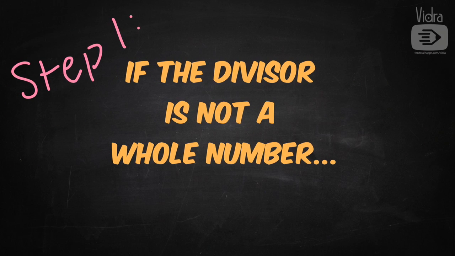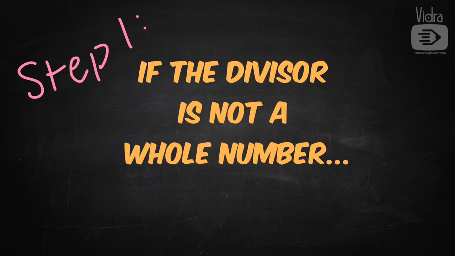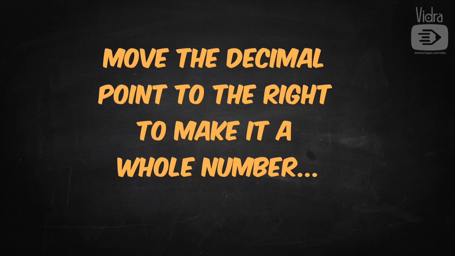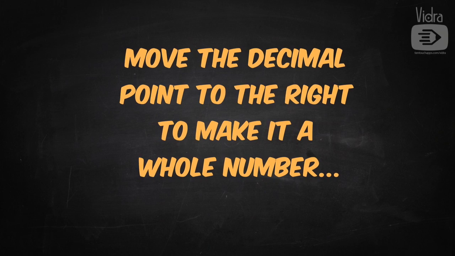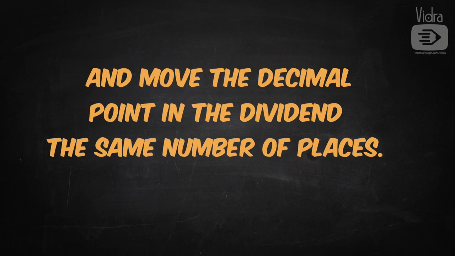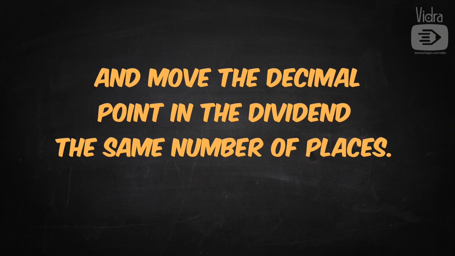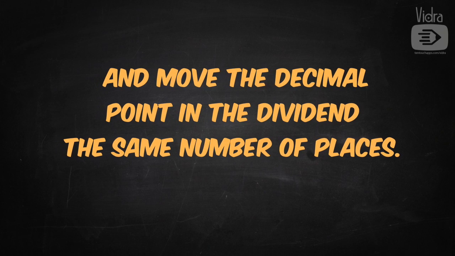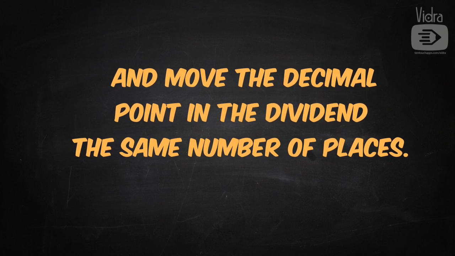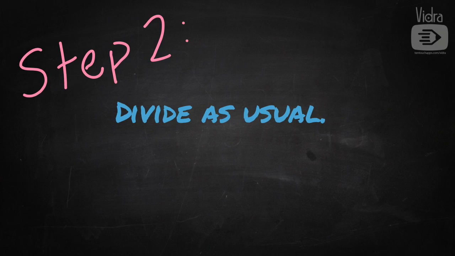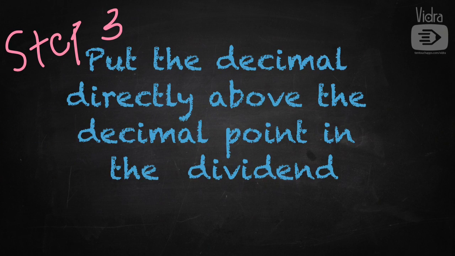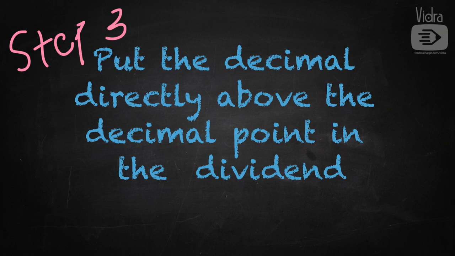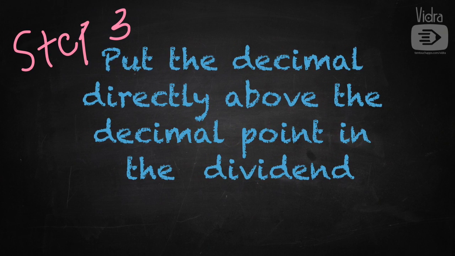Step 1. If the divisor is not a whole number, you move the decimal point to the right to make it a whole number. And then move the decimal point in the dividend the same number of places. Step 2, divide as usual. And step 3, put the decimal directly above the decimal point in the dividend.